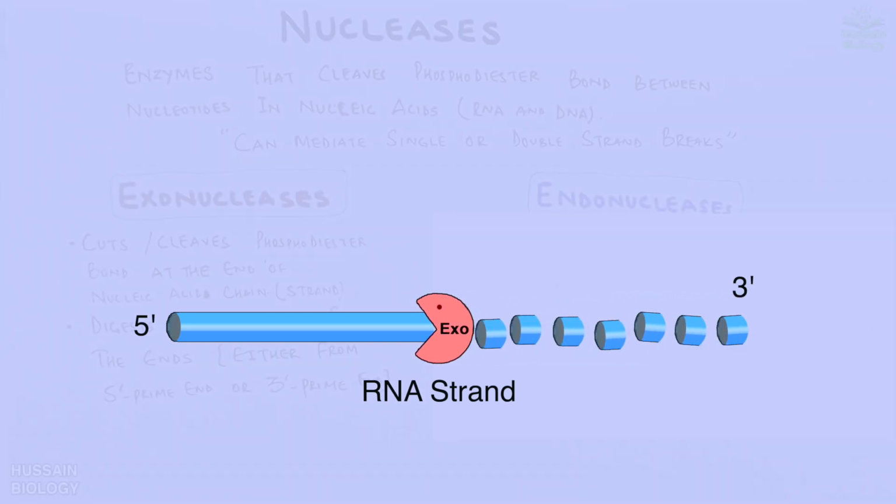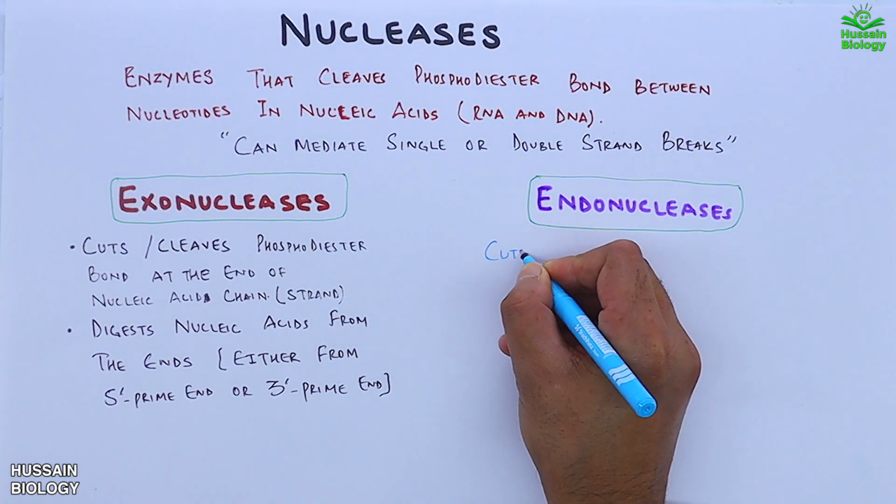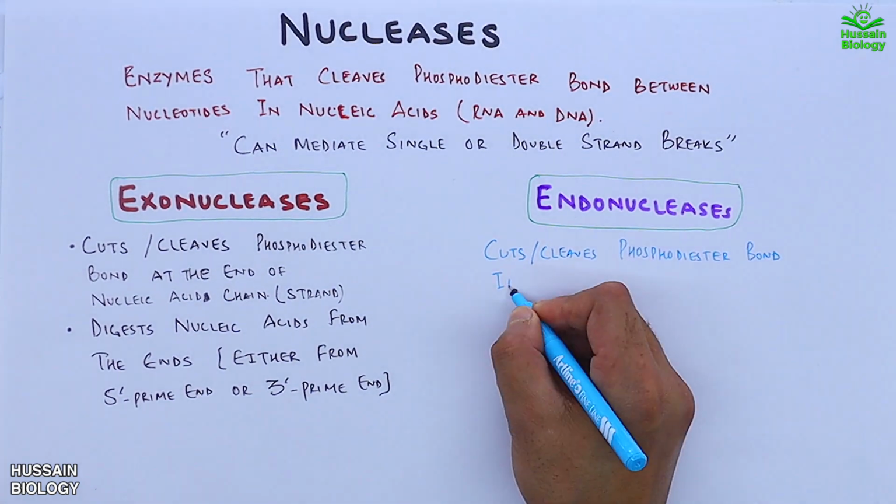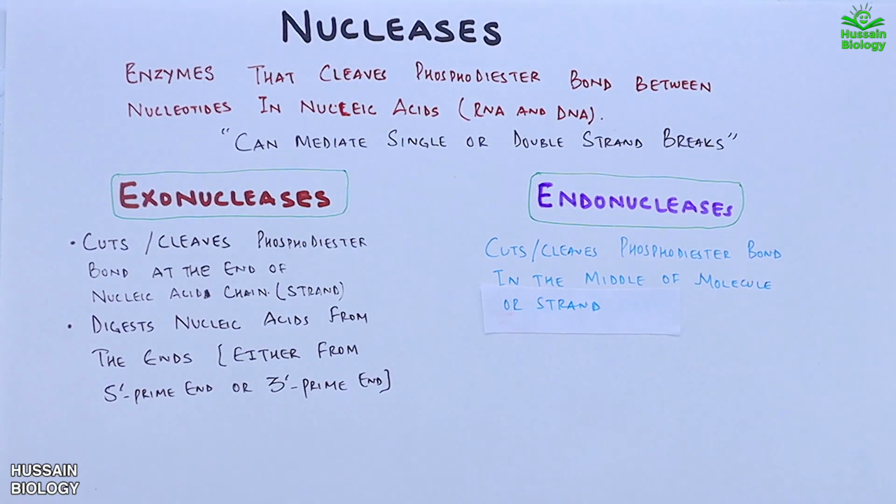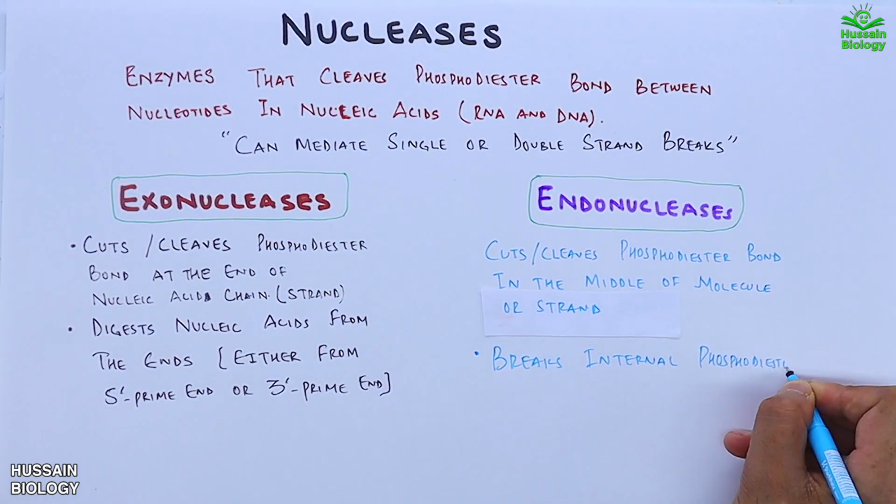And on the other hand we have the endonucleases, which cut or cleave the phosphodiester bond in the middle of a molecule or strand. So it breaks internal phosphodiester bonds. Here in this animation we see the RNA molecule is acted upon by an endonuclease and cleaved in the middle. Now first of all let's discuss the exonucleases in detail.